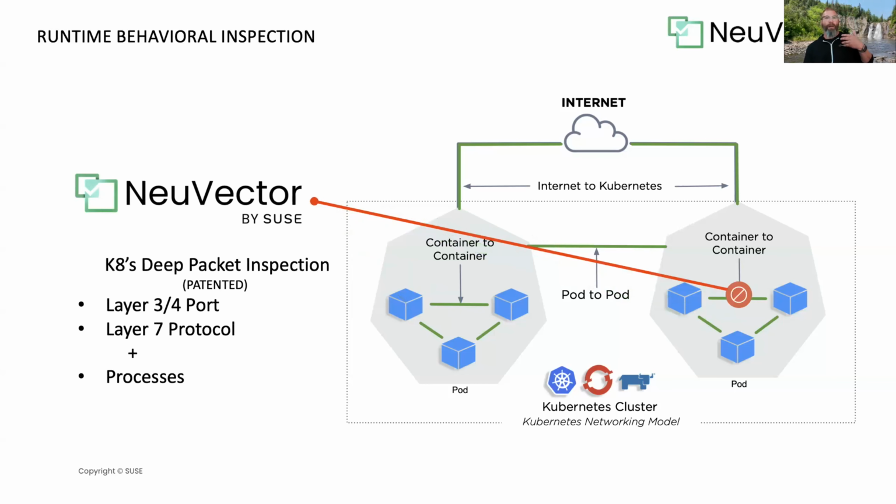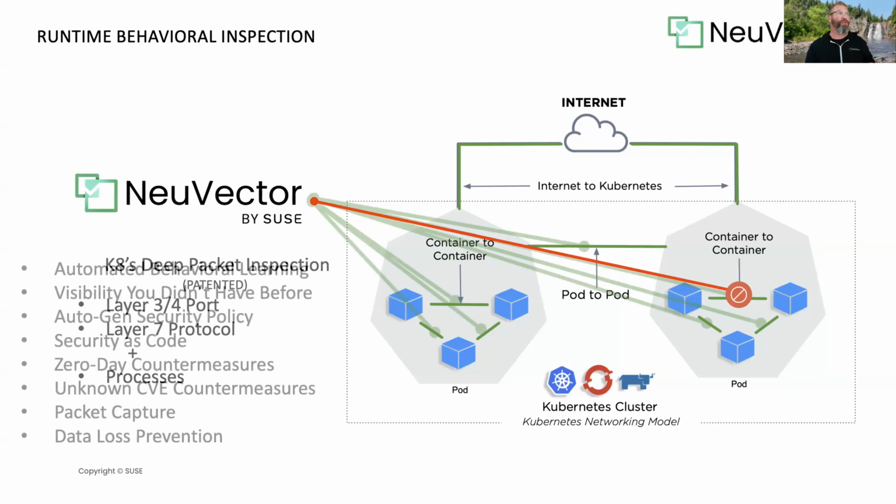NeuVector gives you, again, that whole ability to see all of the traffic. We also give you the ability to see all of the processes and to do some enforcement right on the wire, the virtual wire, so to speak, to actually prevent things from happening. This is not post-event correlation, like, oh, we've been under attack for the last several seconds, minutes, hours, but to say, this is not allowed inside of my environment.